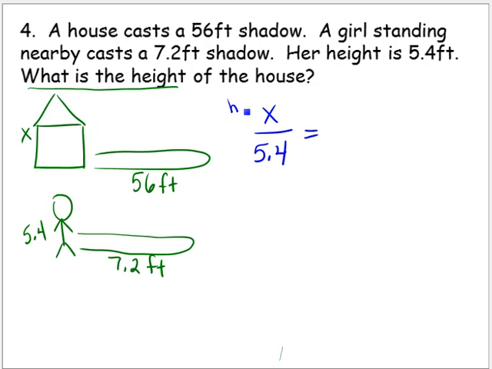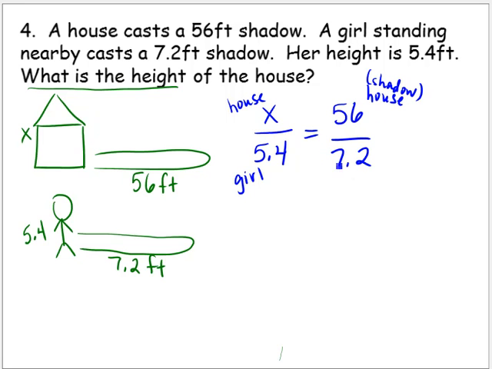Now this was the house, and this is the girl. So we need the shadows to correspond to those. So I'm going to have 56 here because this is the house. This is the shadow of the house. And then the girl's shadow is underneath. We'll go ahead and cross multiply.